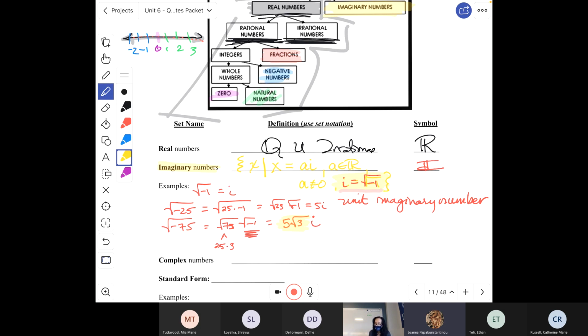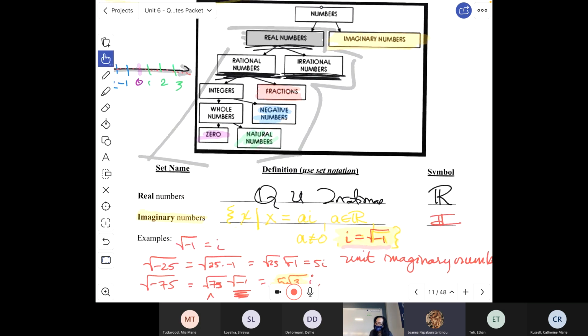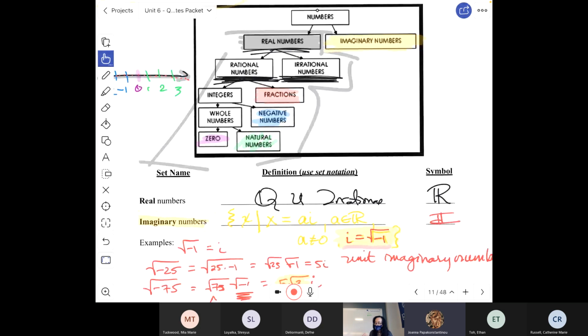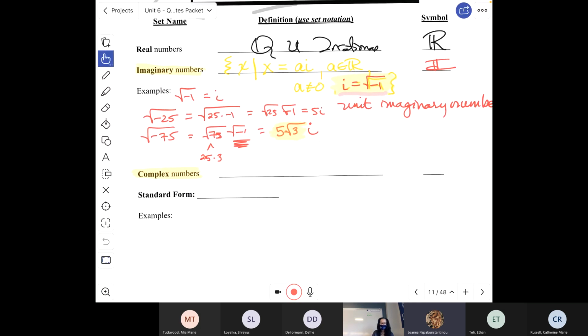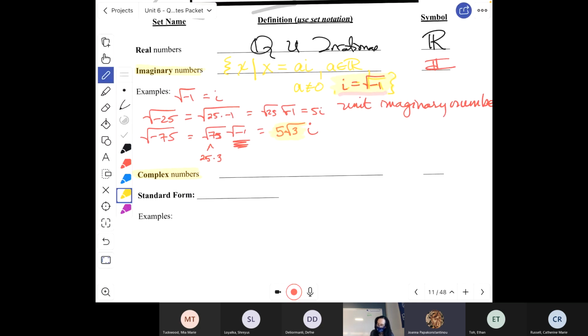What if I say, well, what about complex numbers? What's the difference between a complex number and an imaginary number or a real number? If you look at this up here, the combination of real and imaginary numbers yield the complex numbers. So a complex number has a real and an imaginary part. To represent it in set builder notation, it is the number x such that x is represented as a plus bi, where a and b are elements of the reals, and i is the square root of -1.